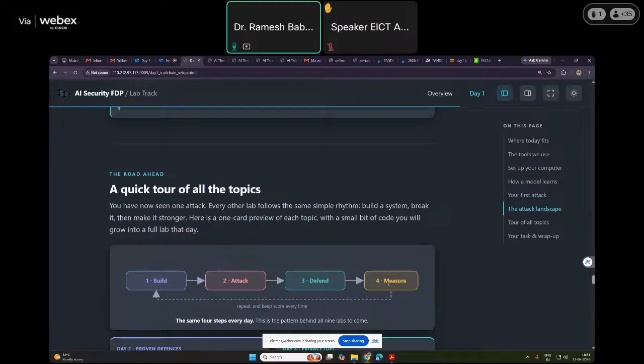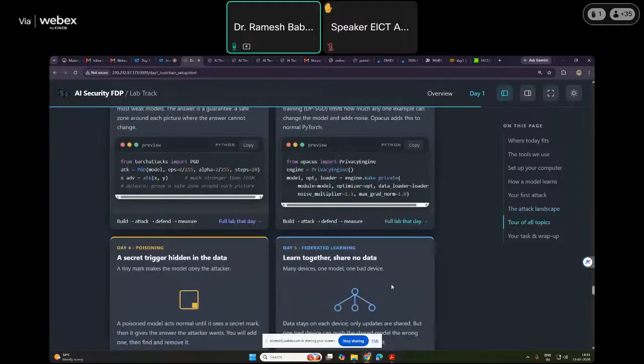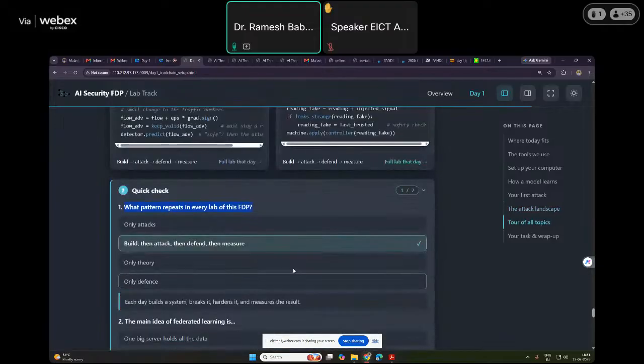Measuring is about how effective one attack is relative to other attacks, and how effective one defense is relative to other defenses. Measurement is a very important component also. We will see later how you can benchmark whether one attack is better than another, or one defense is better than another. So we will address these measurement problems. So correct, it is about building, attacking, defending, measuring.